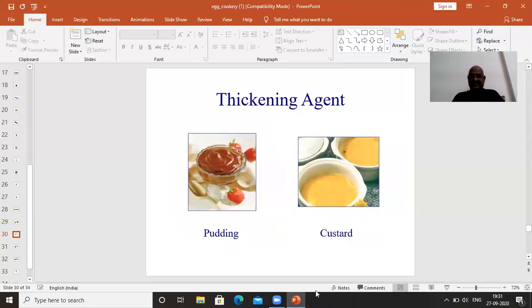Thickening agents. Egg is used as a thickening agent also, as I said earlier, in pudding and custard. Custard is also a thickening agent. When you take the egg yolk, beat it along with double boiling, and add milk and sugar, it will become a very thick custard. So that is called a thickening agent.